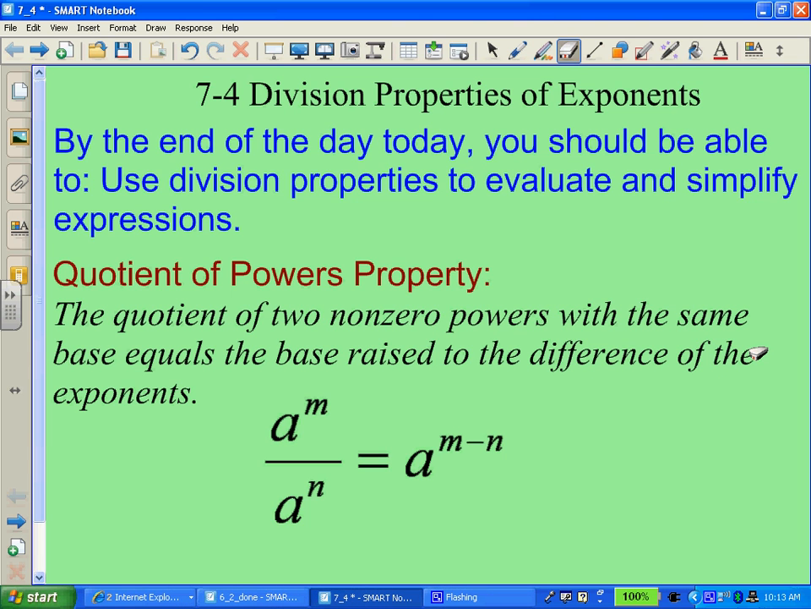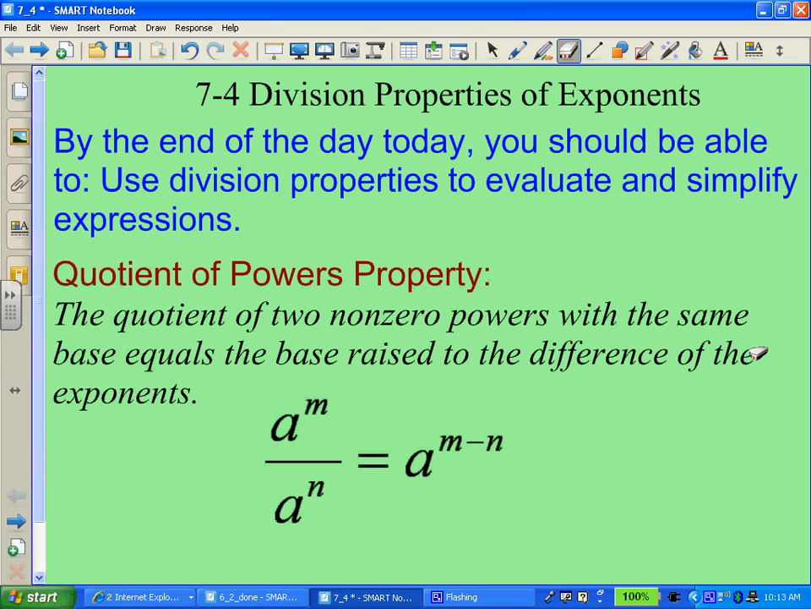7-4 is all about division properties of exponents. Now we just learned about what we do when we're multiplying things with exponents, and now we're going to talk about what we do when we're dividing things with exponents. The very first property is quotient of powers.